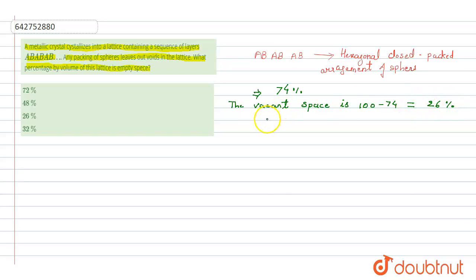So from this we can say that our option C is the correct answer. So option C, that is 26%, is the correct answer for this question.